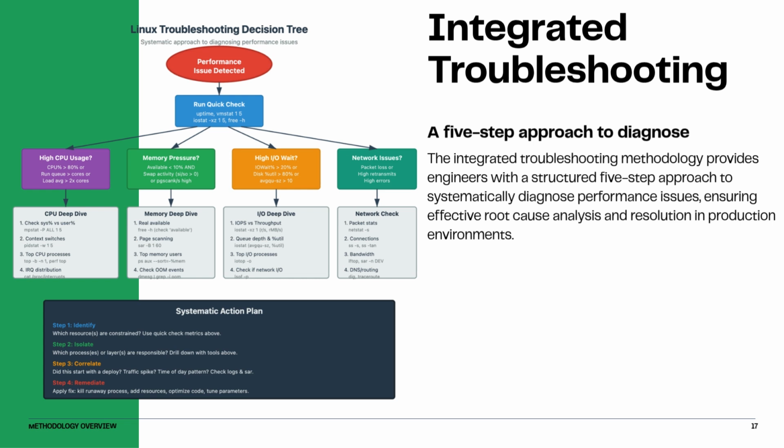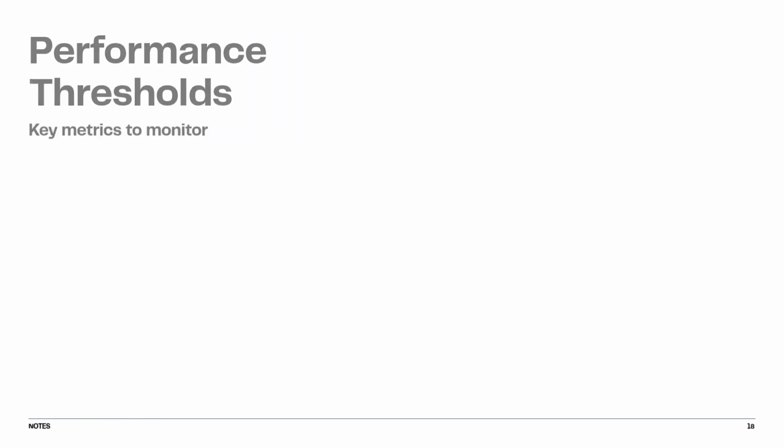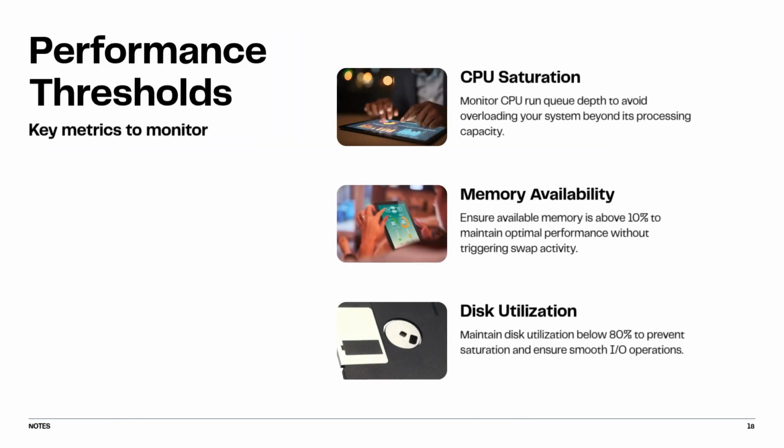15. IOPS versus throughput. Storage has two primary limitations, IOPS and throughput. Most engineers confuse these, and it leads to wrong optimizations. IOPS stands for input-output operations per second. This measures small, random reads and writes, typically 4 kilobyte operations. Throughput measures megabytes per second for sequential operations. Here's the key insight. Most applications hit IOPS limits before throughput limits.